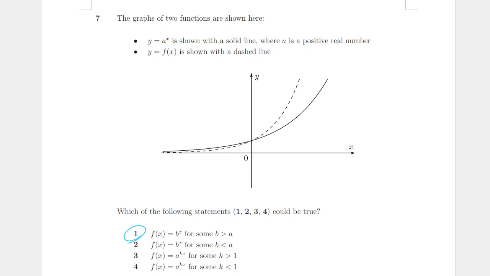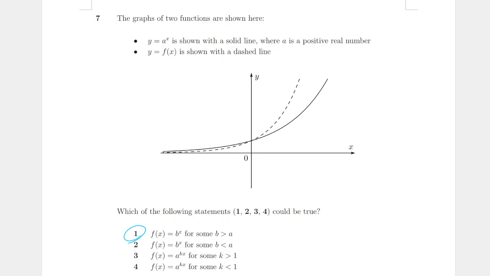So if b is larger than a, why is it true that on the left-hand side the dashed line is under the solid line? Well, that's because you decay quicker as well, right? You grow quicker and you also decay quicker. Imagine if you go 1 and then you keep on dividing by 2, and then 1 and you keep on dividing by 3. Well, dividing by 3 is clearly smaller. It gets smaller much quicker than dividing by 2, right?